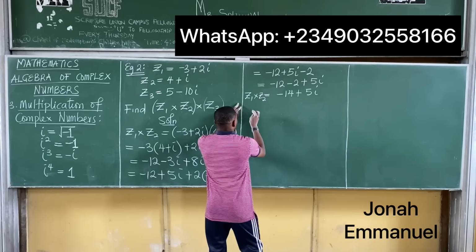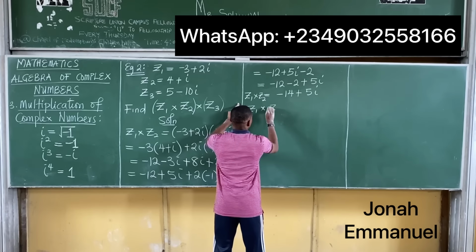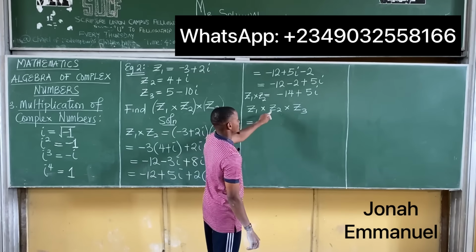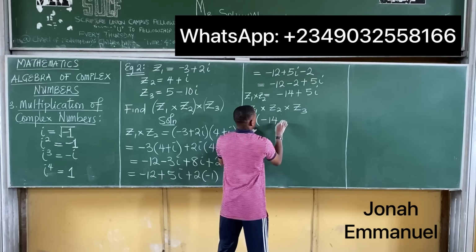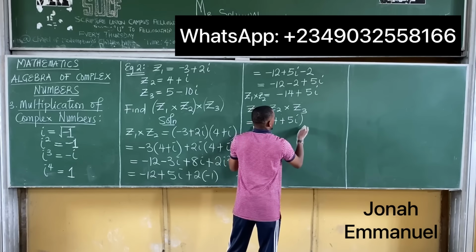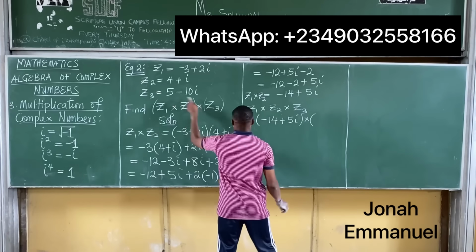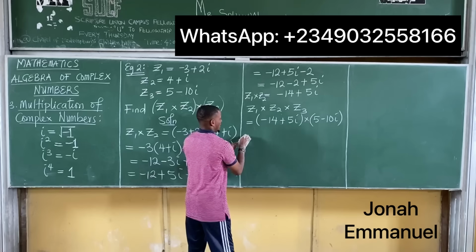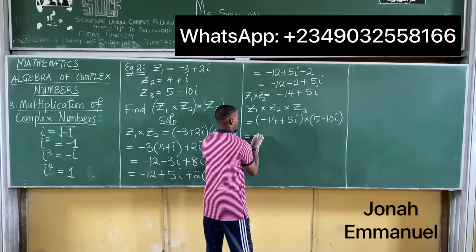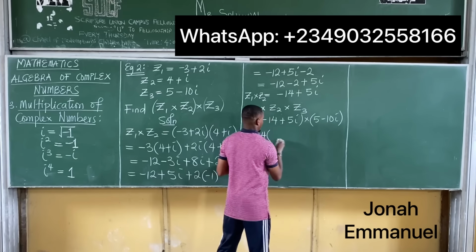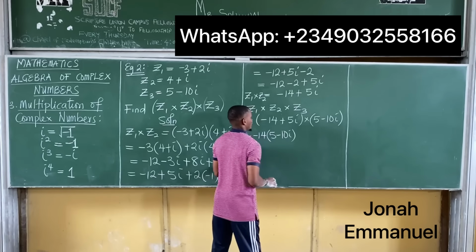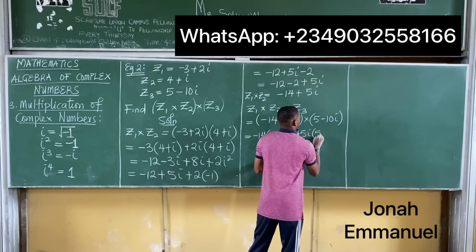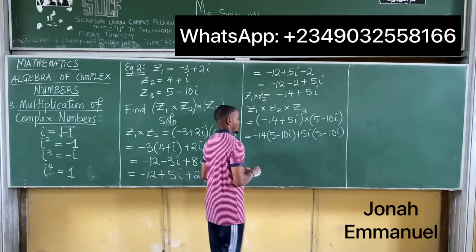Finally, let's now find z1 times z2 times z3. So that will be equal to the result of z1 and z2, which we have as minus 14 plus 5i, multiplied by z3, that's 5 minus 10i. Alright, so we go again. That's equal to first term here, minus 14, multiply everything here, 5 minus 10i. Second term here, plus 5i, multiply everything here, 5 minus 10i.